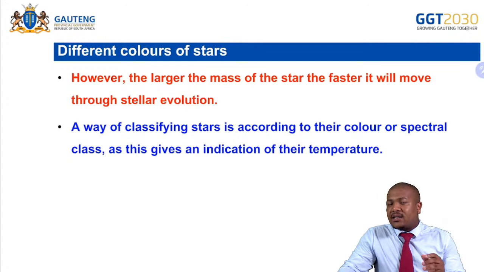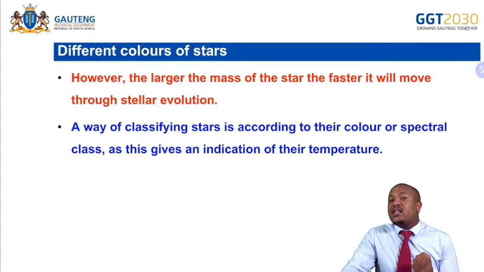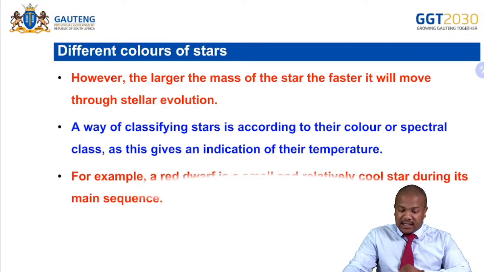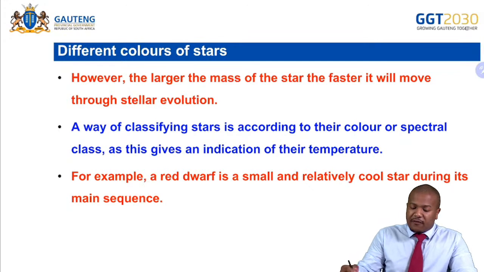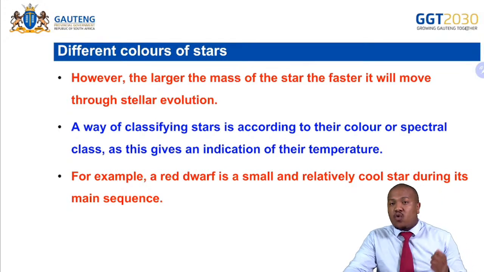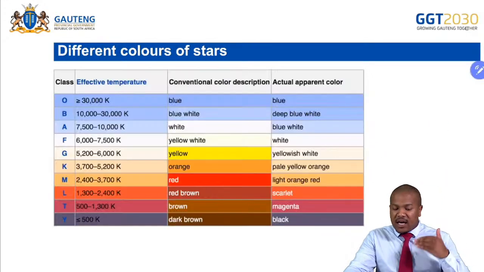So bear in mind, stars that appear blue in color are usually hotter and younger than the ones that appear red in color. So for example, a red dwarf is a small and relatively cool star during its main sequence.